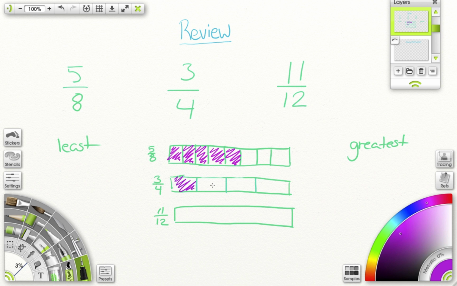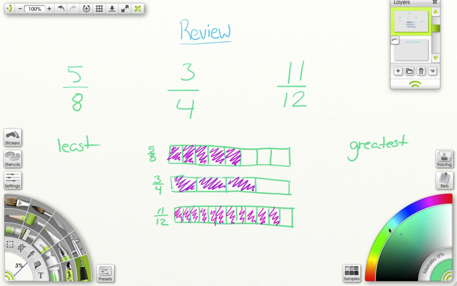So 1, 2, 3. And now we have 11/12, so I have to split these up into 12. Oh boy. Try to do it as perfectly as you can, so I can clearly show you which one is smaller or bigger than the other. So I have to color in 11 of these. So 1, 2, 3, 4, 5, 6, 7, 8, 9, 10, 11.